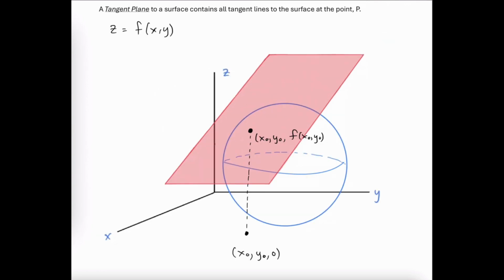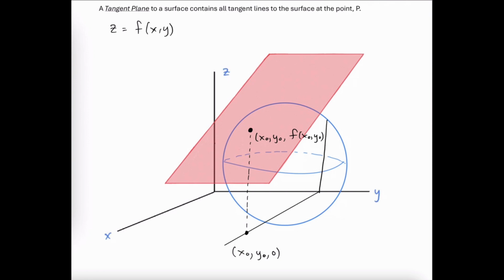So back up here to the drawing, let's do this again, but this time we'll slice with a constant y plane. So y is being held constant, and we're going to generate an intersection curve with our surface at this point. And again, our slicing plane is y is equal to y naught. So here is the curve of intersection between the slicing plane and the surface. And this curve has a tangent line at this point. We'll call this one L2.